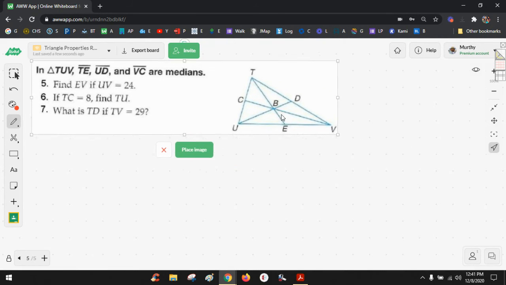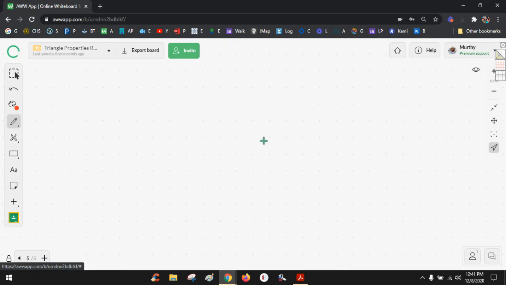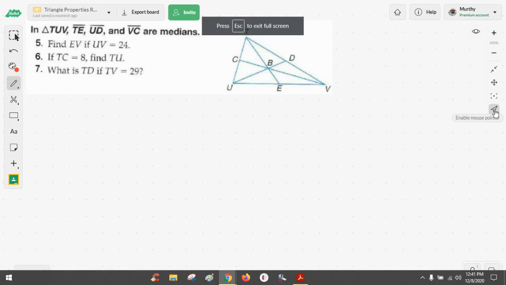This one is expected to take a little longer than the normal questions. Okay, so here in triangle TUV, TE, UD and VC are medians. Please remember that the centroid divides the medians in the ratio 2:1. Find EV if UV is 24. So where is UV? This is UV.